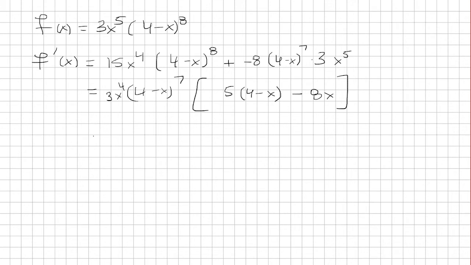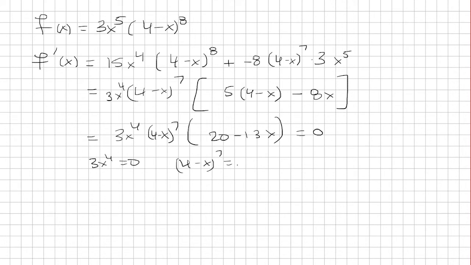So I'm going to simplify this. Then we have 20 here, minus 5x minus 8x is negative 13x. Set this equal to 0. That means we're going to set 3x to the fourth equal to 0, (4 minus x) to the seventh equal to 0, and 20 minus 13x equal to 0. Here we get x is 0, x is 4, and x is 20 over 13.